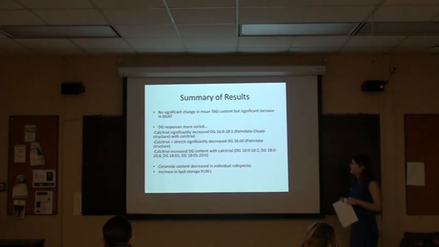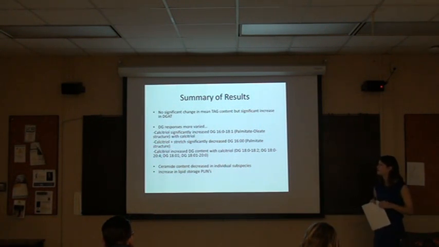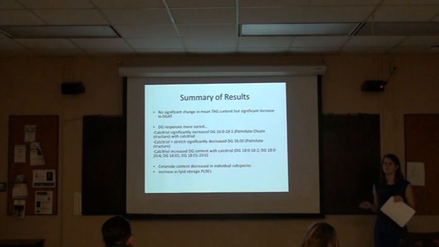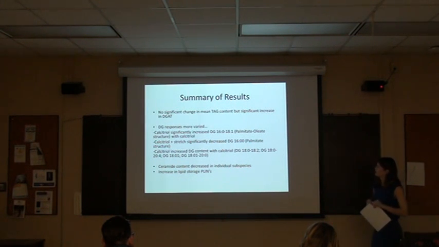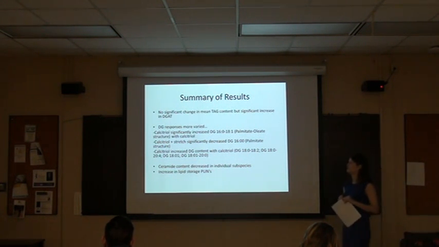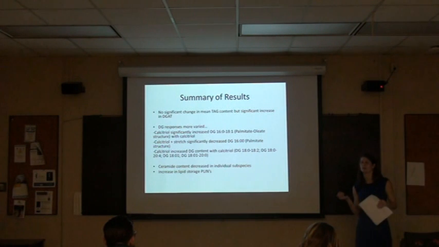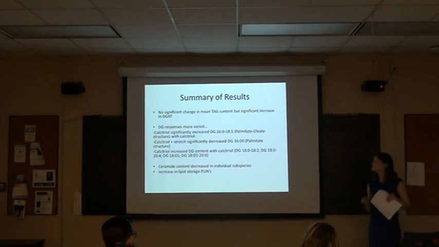So, a summary of the results: all of these graphs that I've just shown you kind of bring it all together. We did not see a significant change in mean TAG content. What we did see is a significant increase in DGAT, which is, like we said, for the formation of more TAGs. So it's kind of interesting. We're still studying it, but it was interesting to see a significant increase in DGAT.